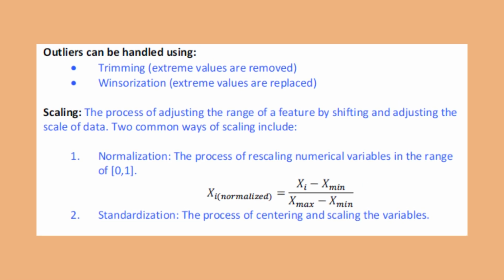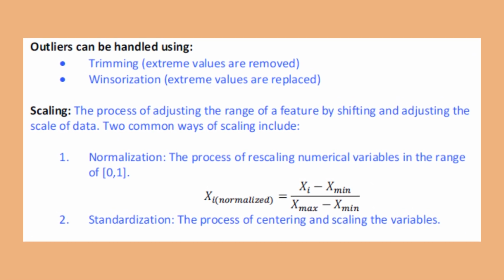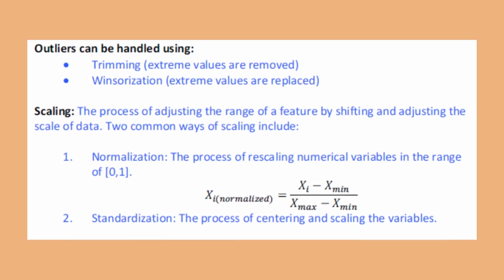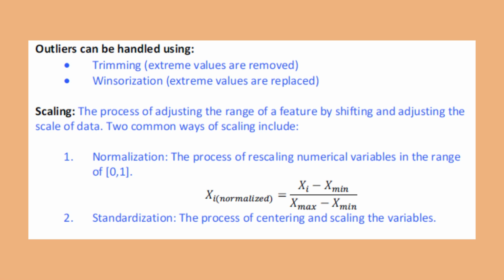Outliers can be handled using trimming, where extreme values are removed, or winsorization, where extreme values are replaced. Scaling is the process of adjusting the range of a feature by shifting and adjusting the scale of data. 2 common ways of scaling include normalization, the process of rescaling numerical variables in the range of 0 to 1, and standardization, the process of centering and scaling the variables.